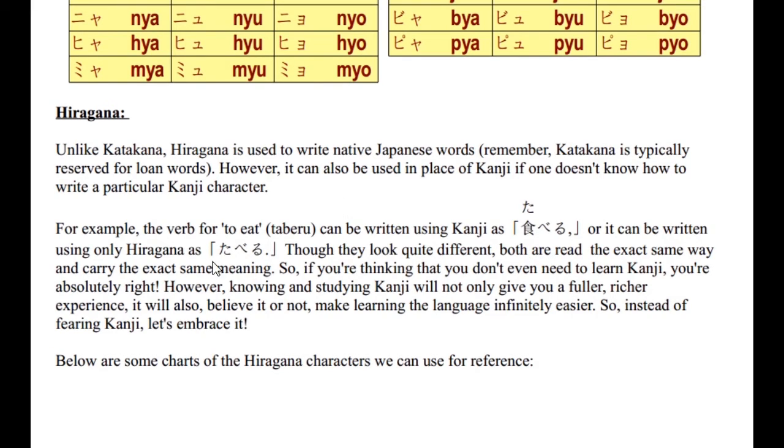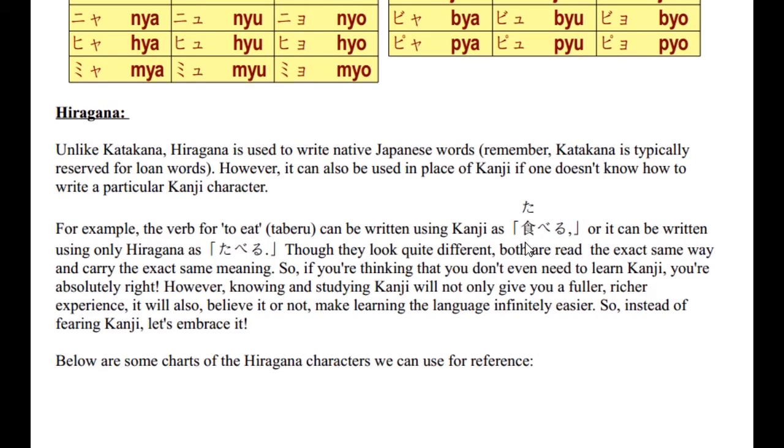So hiragana is used to write Japanese words. If you don't know how to write out a kanji character, you could just use hiragana and there's no problem. But don't rely on this. It's not a really good strategy. You should also learn to write kanji because, oddly enough, it makes reading Japanese much easier.